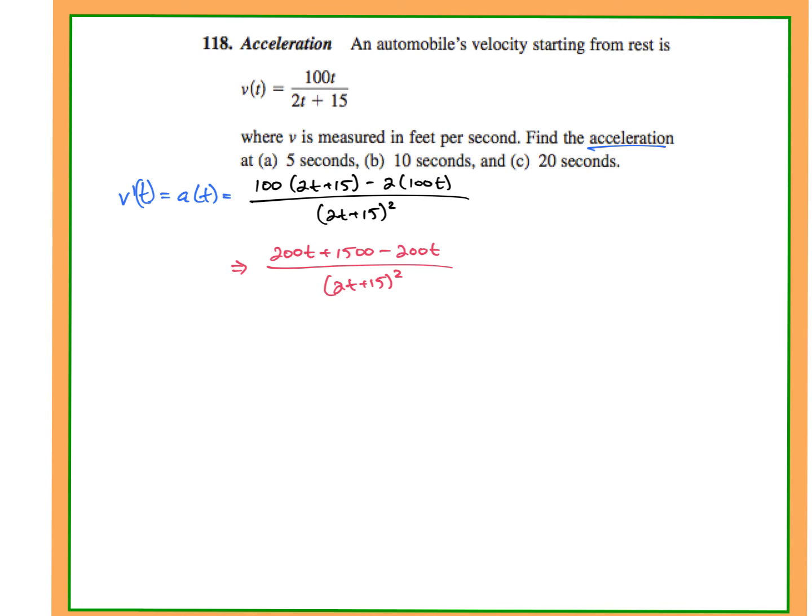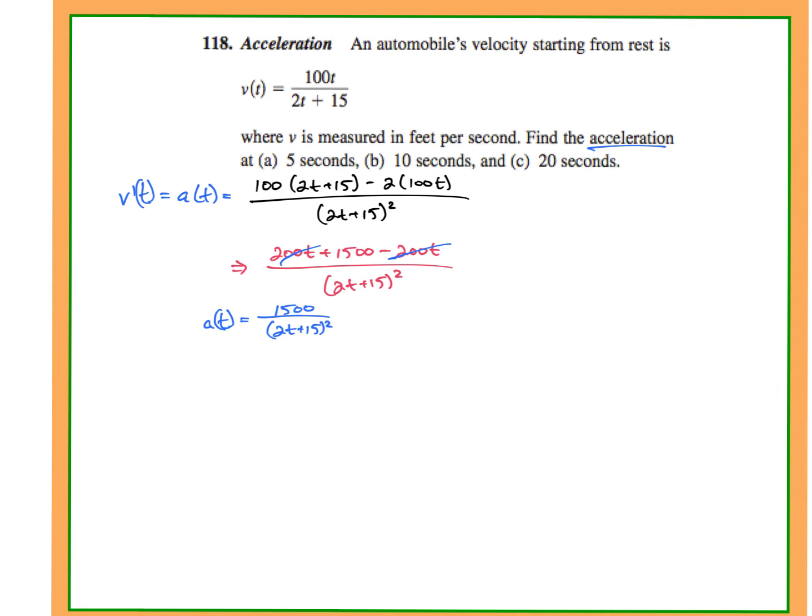Does anything happen? 200t's cancel. Don't you love it when things cancel? You guys starting to enjoy it when things cancel? Good. All right. So a of t is equal to what? 1500 over the quantity of 2t plus 15 squared. Good. So there's my derivative.